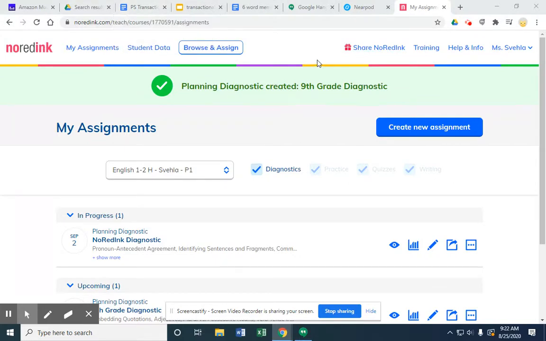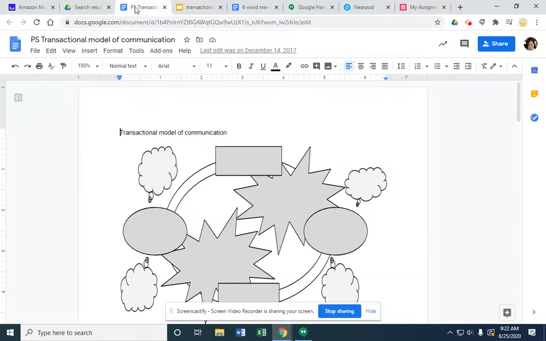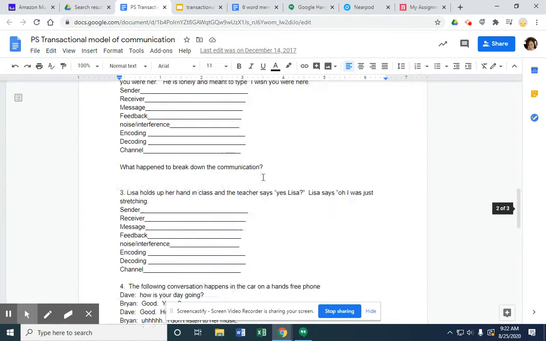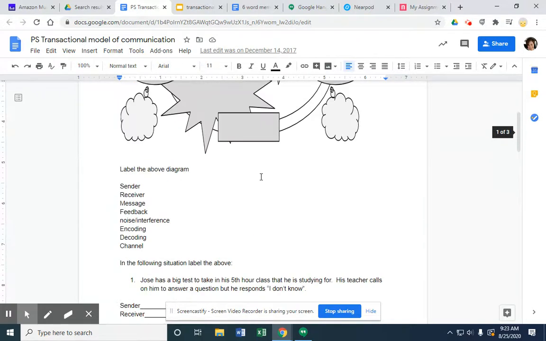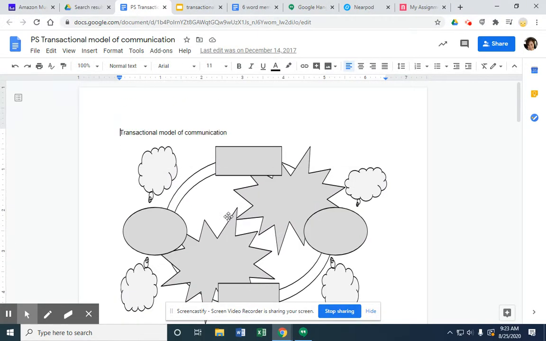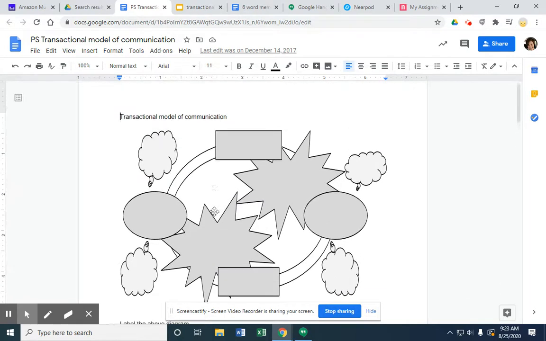This lesson is over the transactional model of communication. This is a no red ink assignment, so we don't need that, but you will have this posted into Classroom on the stream. You can see all of these different types of icons, and then there are all these things that need to be filled out. Our first thing is this first page. You can either print it out or you can type right into it.